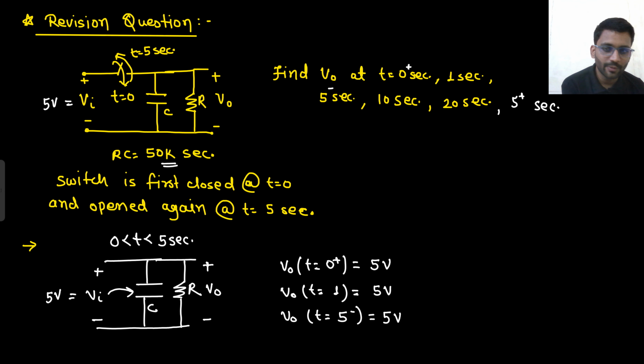Now what will happen after that? So for t greater than 5 second, now input is gone, but the capacitor is charged to 5 volt. This capacitor C is charged to 5 volt, but input is gone now. Why so? Because the switch is open, so there is no connection of input to the circuit. So input is on one side, circuit is on the other side, and this is R. So now what should happen?